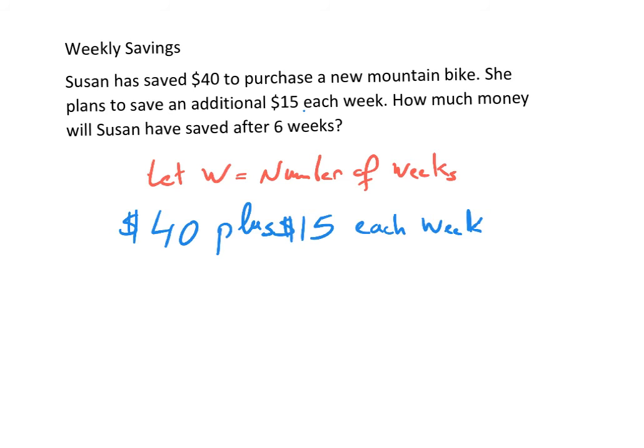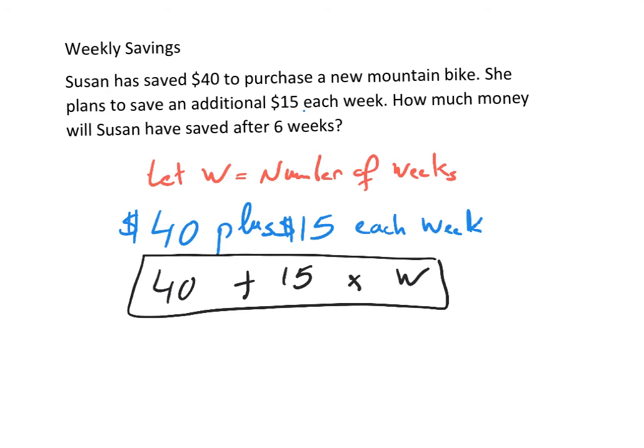If I want to translate this to an algebraic expression, it's going to be 40 plus 15 per week, or each week. That's going to be a multiplication, times W. All right, and that's important. That's the goal: I just represent the statement as an algebraic expression, right?